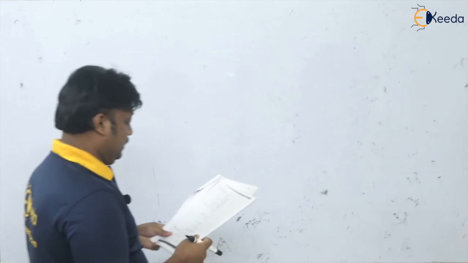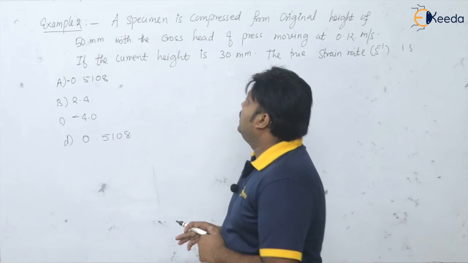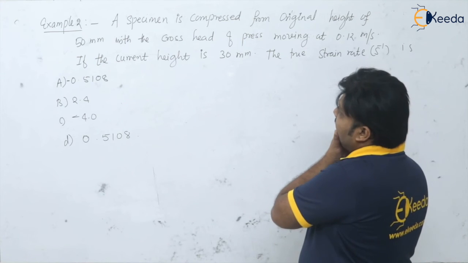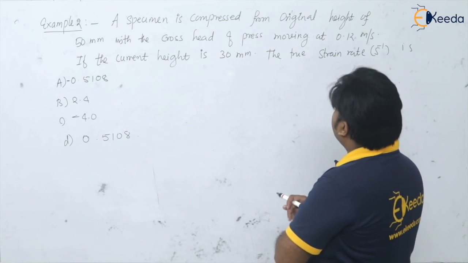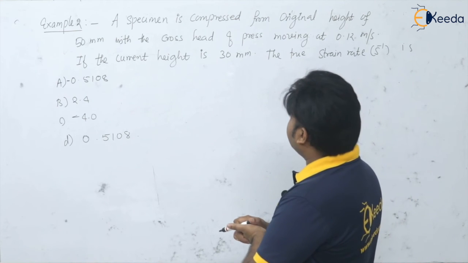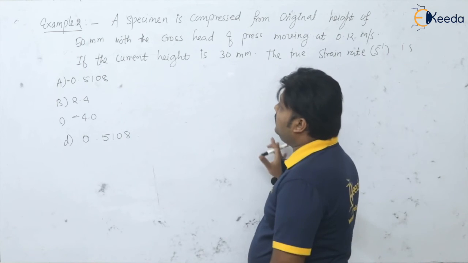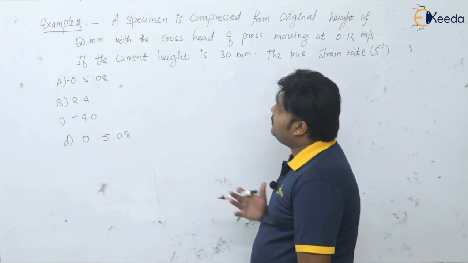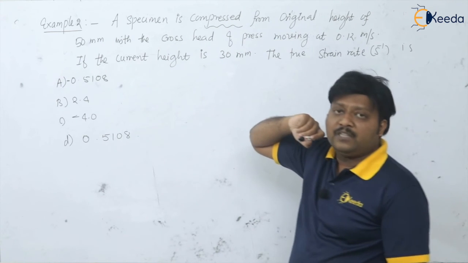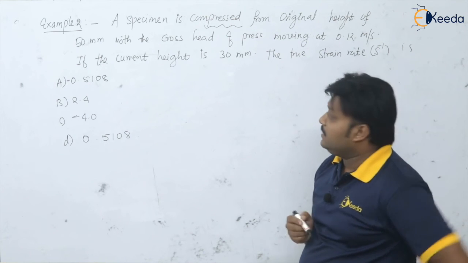Let us take the next example. A specimen is compressed from original height of 50 mm with the crosshead of press moving at 0.12 meter per second. If the current height is 30 mm, then the true strain rate will be here. They are asking the true strain rate, and looking at the options, of course this is compression, so we generally use the negative sign for compression and positive sign for tension or elongation.